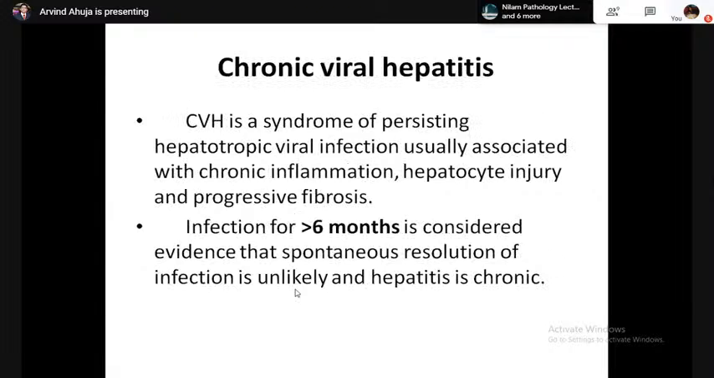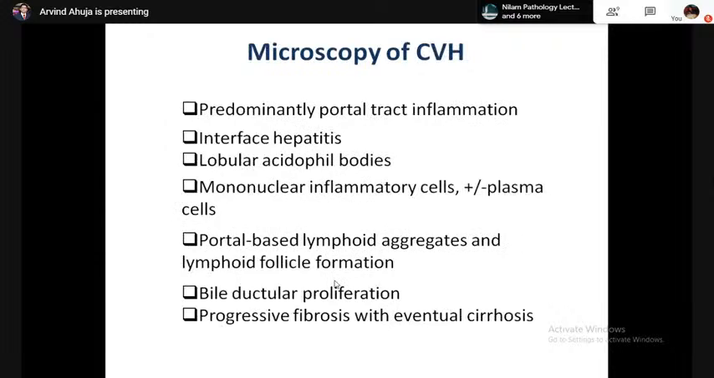Now coming to the chronic viral hepatitis. Chronic viral hepatitis is a syndrome of persisting hepatotropic viral infection, usually associated with chronic inflammation, hepatocyte injury, and progressive fibrosis. Infection of more than 6 months is considered evidence that spontaneous resolution of infection is unlikely, and the hepatitis has progressed to chronicity. So it is a chronic hepatitis when the infection persists for more than 6 months.